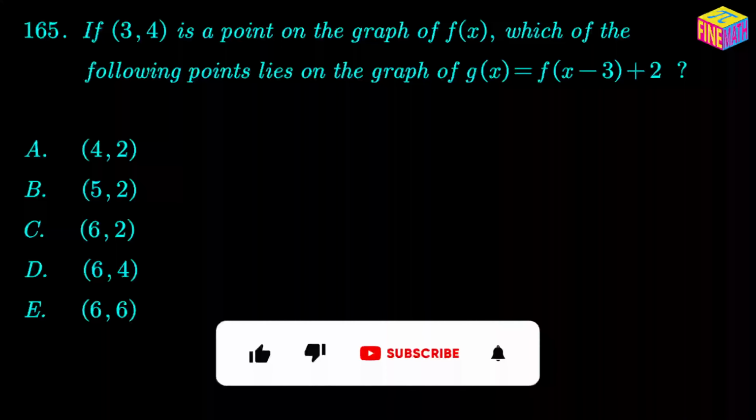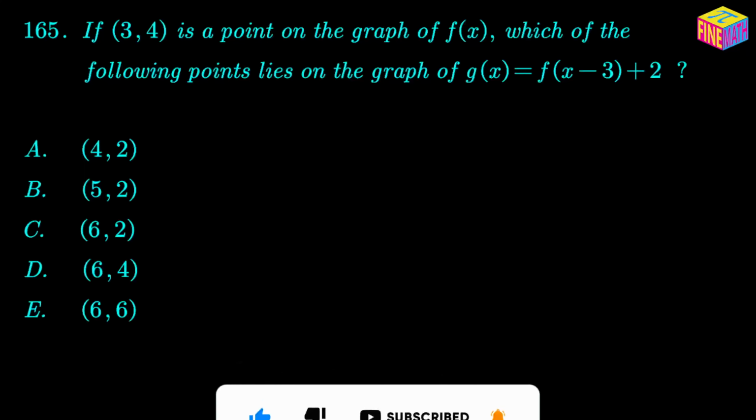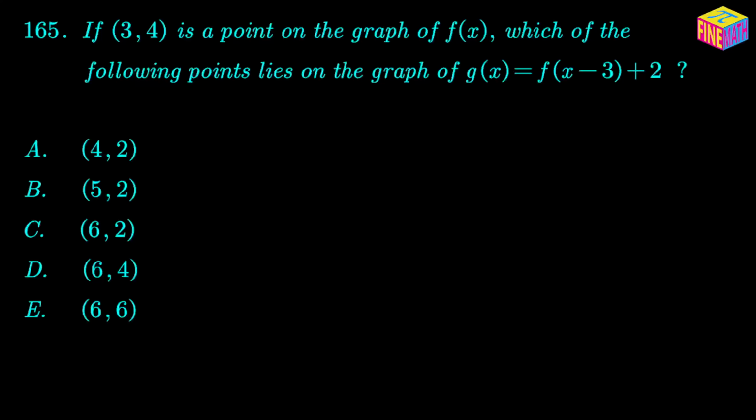So let's get started. Here the question says, if (3, 4) is a point on the graph of f(x), which of the following points lies on the graph of g(x), which is equal to f(x - 3) + 2? So here g(x) is nothing but a transformation of f(x), and we have to find out which of the following points would lie on the graph of g(x), right?